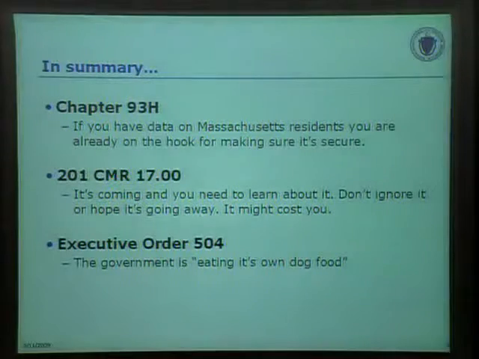So in summary, I'm sorry, this was very, very quick. If you have data on Massachusetts residents, you're already on the hook for making sure that it is secure, because if you get breached, you're going to have to deal with 93H. 201 CMR 17 is coming, and you need to learn about it. Don't ignore it or hope it's going away. It's probably going to cost you. And Executive Order 504, the government is eating its own dog food.